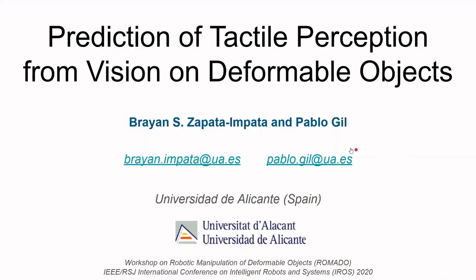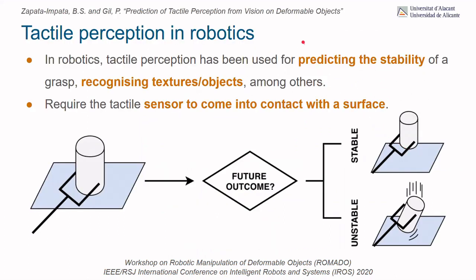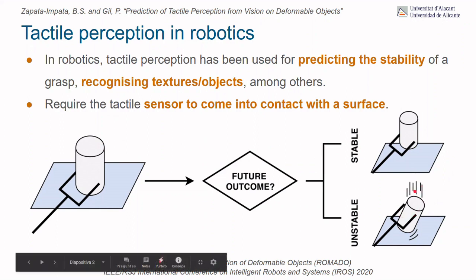My name is Brayan. I'm from the University of Alicante and I'm going to present our work entitled Prediction of Tactile Perception from Vision on Deformable Objects. Tactile perception is being used in robotics for tasks like predicting the stability of a grasp, like in this case down here, in which we grasp an object and we want to know if it's going to be stable or unstable in our hand.